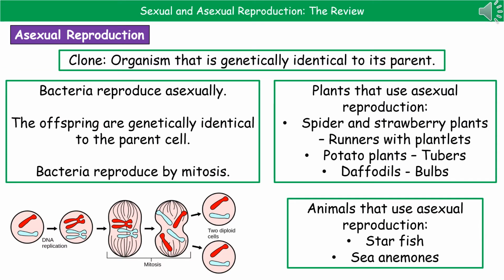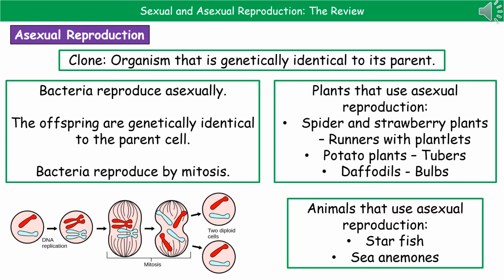If we consider the two types of reproduction we've got, then the first one, asexual reproduction, results in clones. And a clone is an organism that's genetically identical to its parent. So a good example of this is bacteria. They reproduce asexually, which means that all offspring are genetically identical to the parent cell. And this is done through a process called mitosis, which we've already looked at in our B1 to 3 paper.